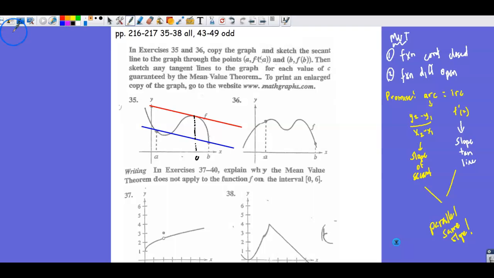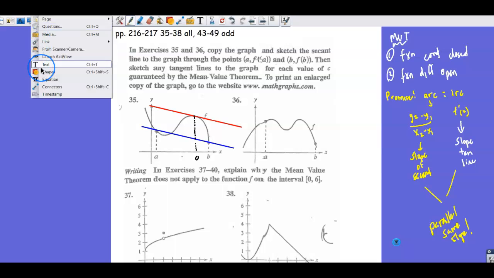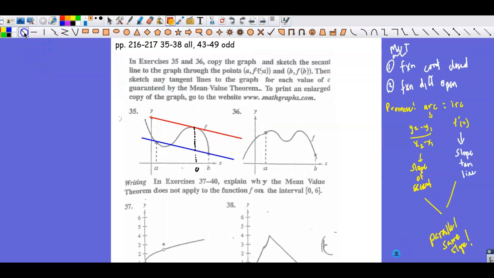All right, let's do it again for number 30. Well, let's go ahead and talk about 37 and 38. No, they're different situations. Okay, so let me draw my secant line. The slope of my secant line would be the average rate of change. So insert shapes, grab my line. All right, I'm going to draw a line from A to B.